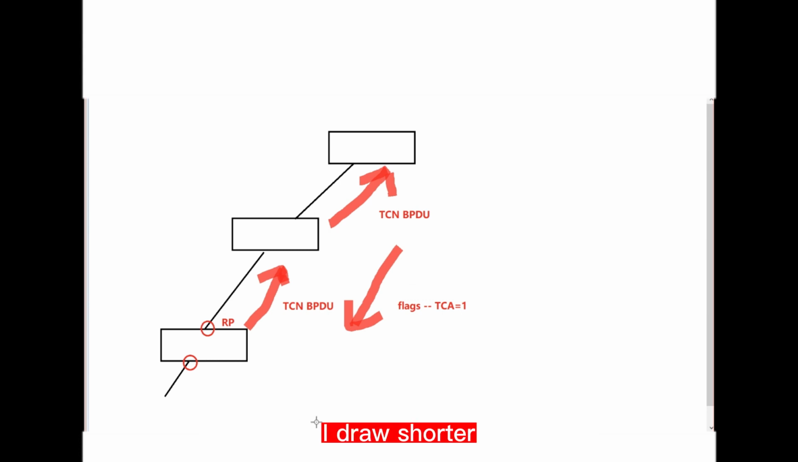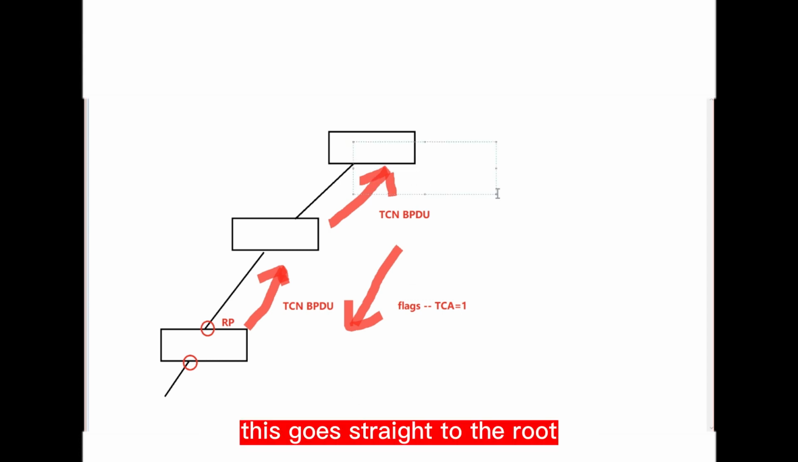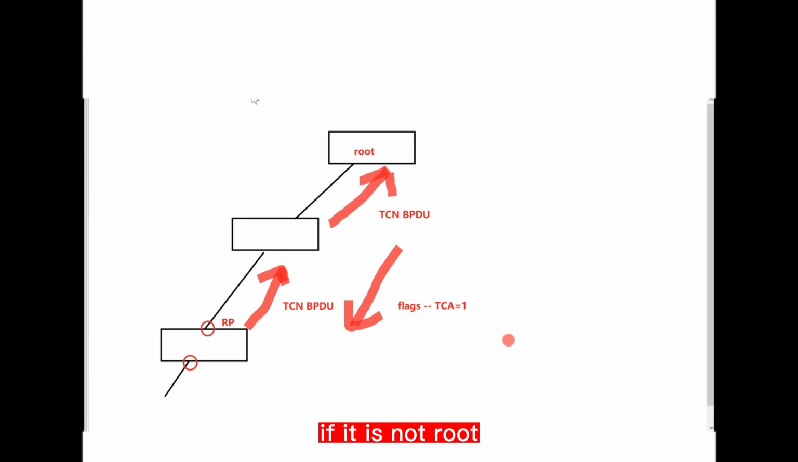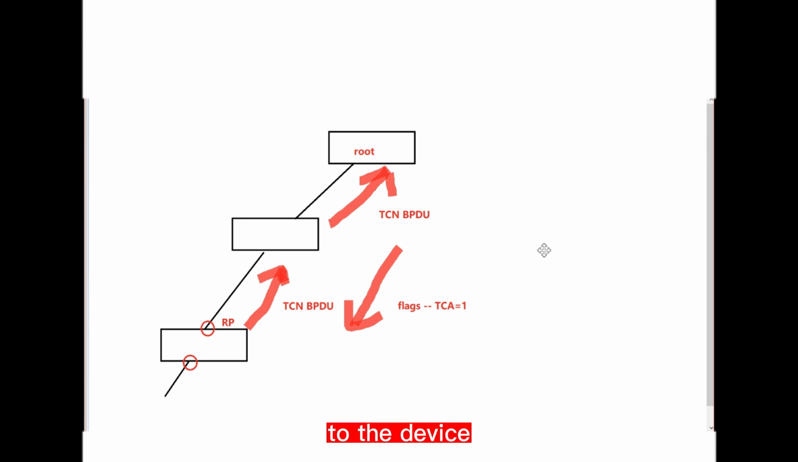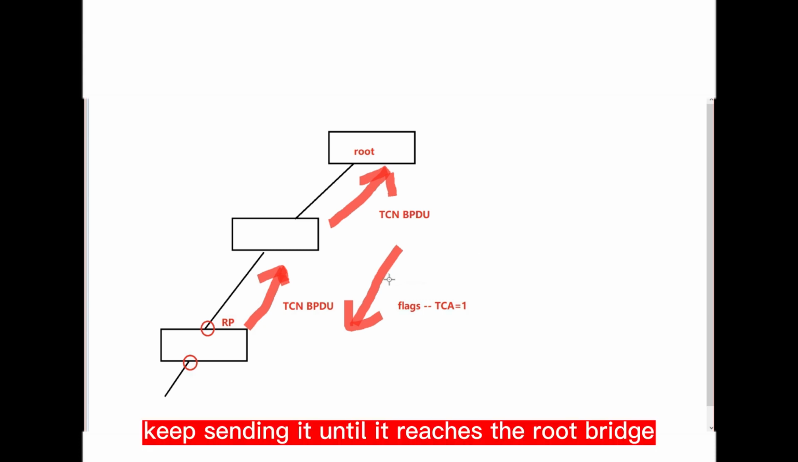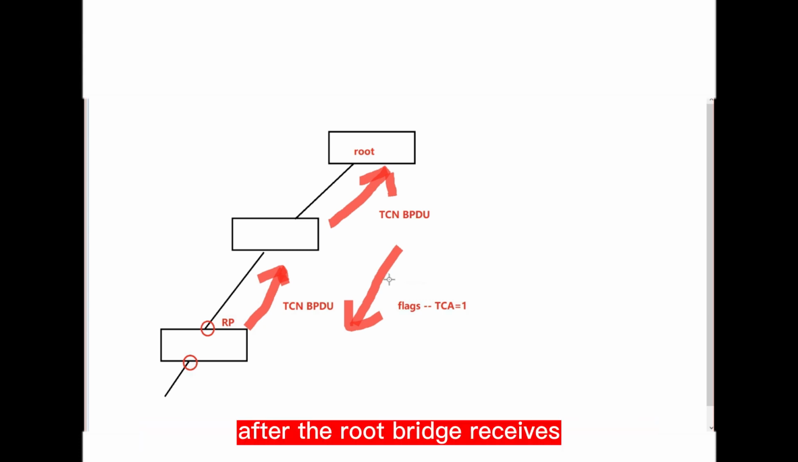I draw shorter. This goes straight to the root. If it is not root, the upstream device will then send a configuration BPDU to the device, telling it to stop. Then it goes up. Keep sending it until it reaches the root bridge. After the root bridge receives it, it sends a configuration BPDU.